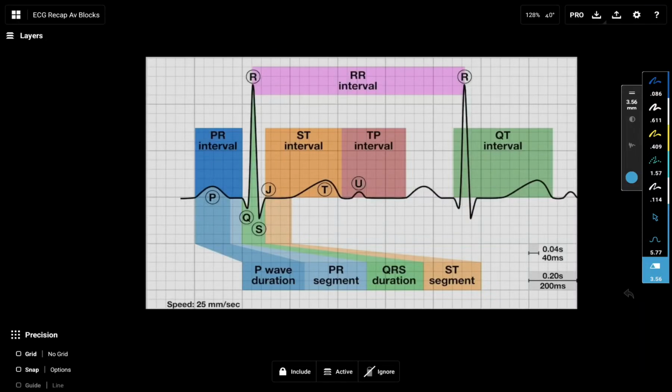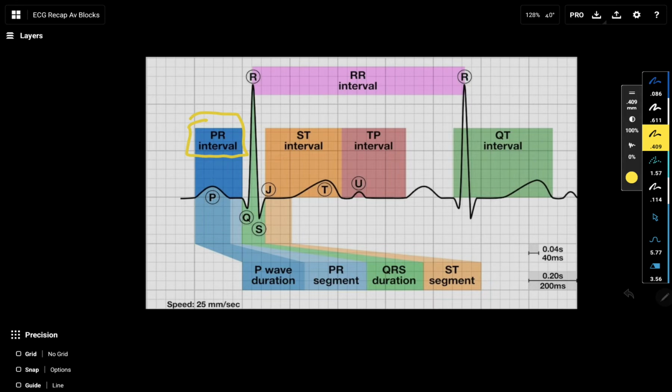Hello everyone. In this video we're going to have a little recap of atrioventricular blocks. It's difficult to talk about atrioventricular blocks without talking about the PR interval. So before we get into it, I would like to mention something that might be a little bit confusing. When we are looking at heart blocks, we are looking at the PR interval, but sometimes that gets confused with the PR segment. So what we are looking at is the PR interval here.